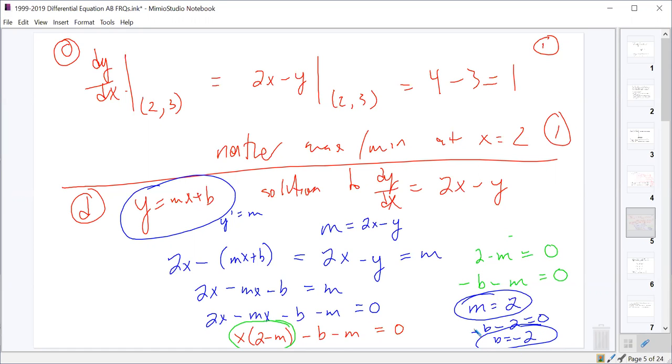So that's our answer. And they gave 3 points for this. Let's see. One for showing that the derivative here was m. That was 1 point. 1 point for this, and then 1 point for this at the end. Any questions on that one?